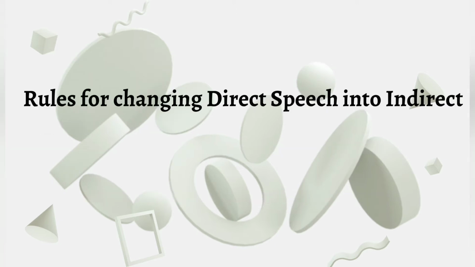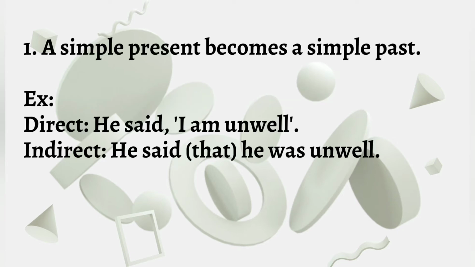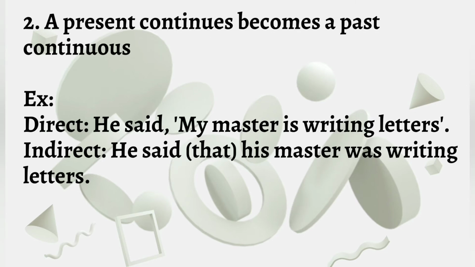Let us look at the rules for changing direct speech into indirect speech. When the reporting verb is in the past tense, then all present tenses of the direct are changed into the corresponding past tenses. Rule number 1. A simple present becomes a simple past. Example, he said, "I am unwell." This is direct speech. He said that he was unwell. This is indirect speech.